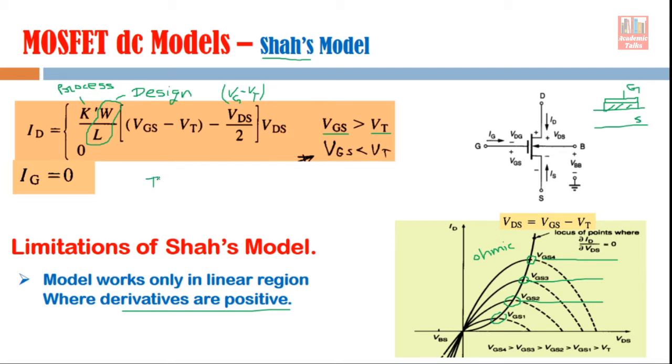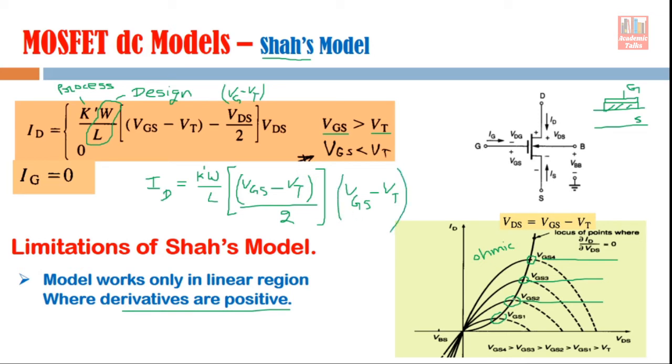So the equation of current ID will be K prime W by L, constants, then VGS minus VT divided by 2. That is the solution of the inside part. You are putting this VGS minus VT, and it is multiplied by VDS, and VDS is again VGS minus VT. So by putting VDS equal to VGS minus VT, you are calculating the current at this portion where the slope is zero. Whatever current you get here, the same current will be valid for the saturation region.